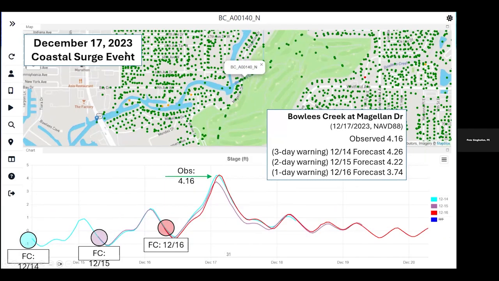Then December 17th last year, there was another pretty big wind-driven surge event. And so we compared that at this gauge, and keep in mind that's upstream quite a bit. So at this point, we have both effects of rainfall and storm surge. And again, we're bracketing the final observed elevation pretty closely, 3 days out, 2 days out, 1 day out.